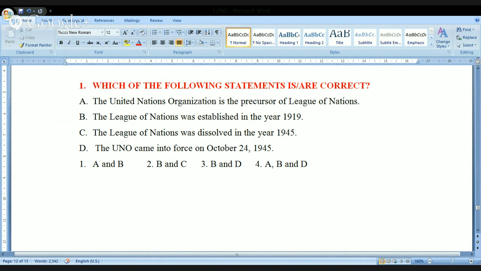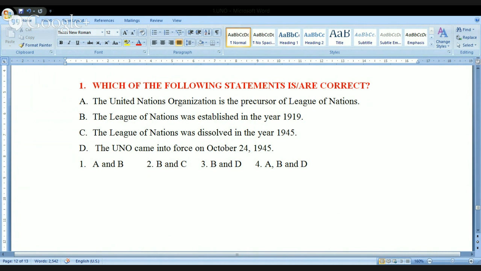So obviously, League of Nations, an intergovernmental organization, is the precursor. So I am forced to delete this A, right? I think we went in a wrong manner in the first step, so now we are correcting it. So obviously A should be wrong. Next, the League of Nations was established in the year 1919.